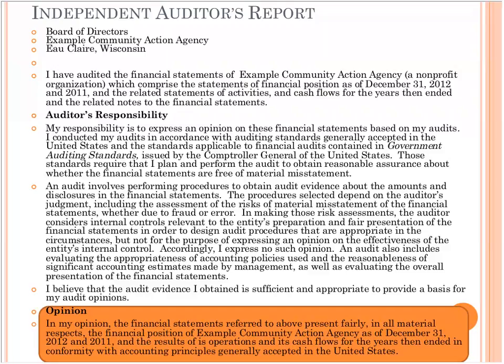So the auditor says, in my opinion, not as a matter of fact, but in my opinion, the financial statements referred to above present fairly in all material respects the financial position of the organization for the respective dates and the results of its operations and its cash flows for the years then ended in conformity with accounting principles generally accepted in the United States.